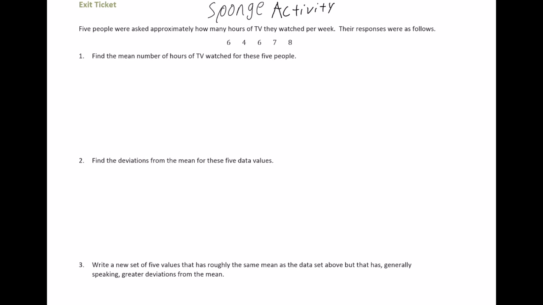So on the one I showed you, there were 22. This one, just 5. And number 3, write a new set of 5 values that has about the same mean, so roughly the same mean as the data set, but generally speaking, greater deviations from the mean. So write 5 numbers with the same mean, but that are essentially farther apart, greater deviations from the mean.